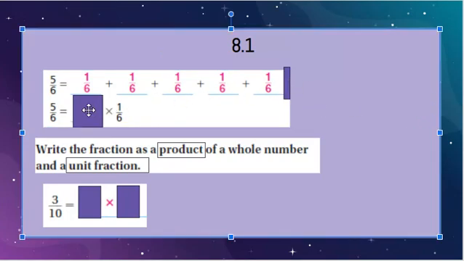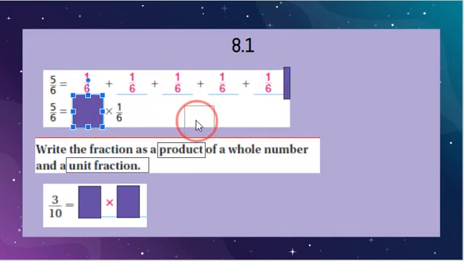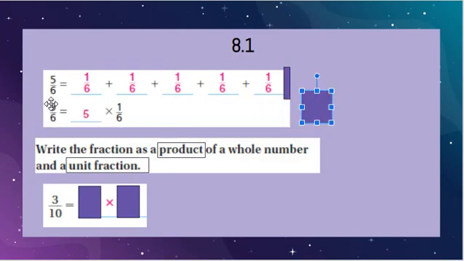So when we're multiplying, we could easily just say, how many groups of 1/6 are there? We've got 1, 2, 3, 4, 5. So instead, we could just say 5/6 is the same as 5 times 1/6. 5 groups of 1/6 put together.